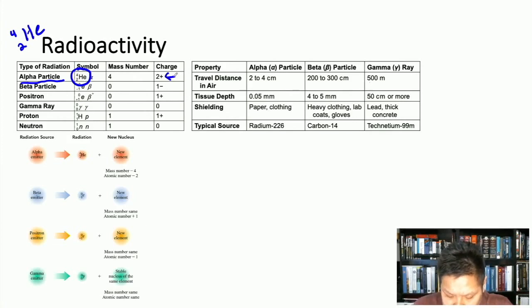So as we go down, let me just clear off here so we can see the small little chart I have. The next particle is called a beta particle. And beta particles, you can see its symbol has an E right there. It has a little E. Well, that's because these are just high energy electrons.